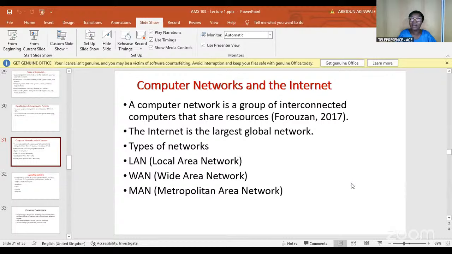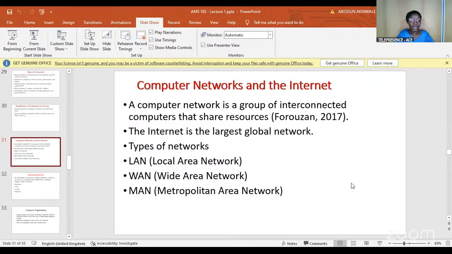We had a nice time together. And then the person sitting in the next room also enjoyed the same thing. So this is the power of computer networks and the internet. So a computer network is a group of interconnected computers that share resources, okay?